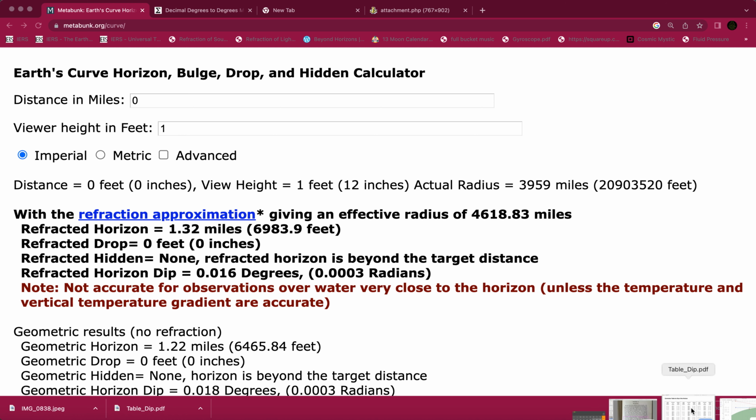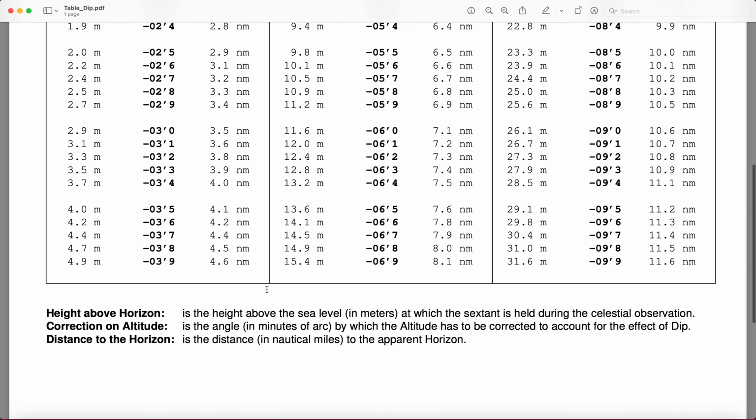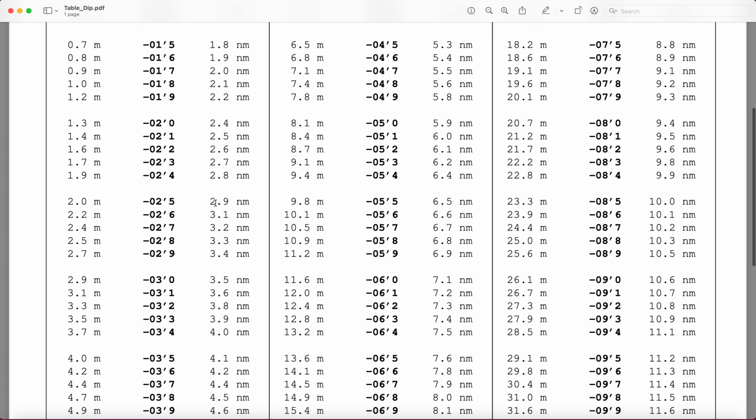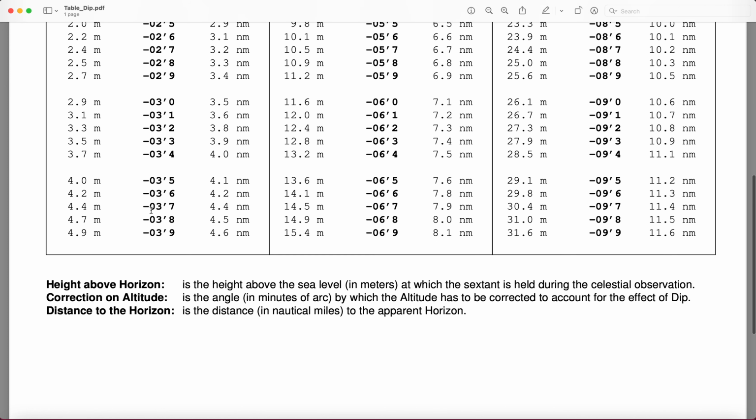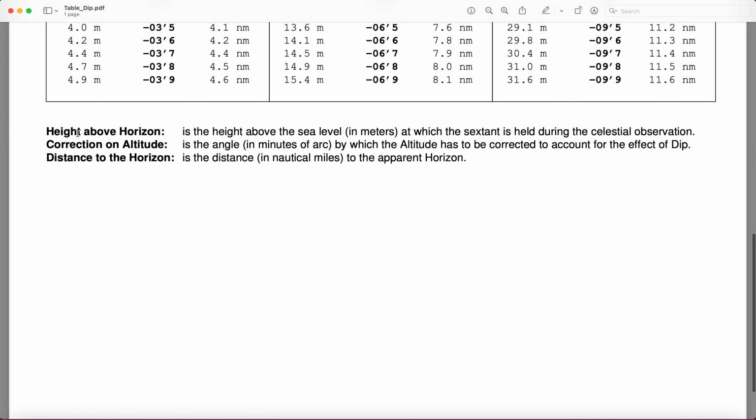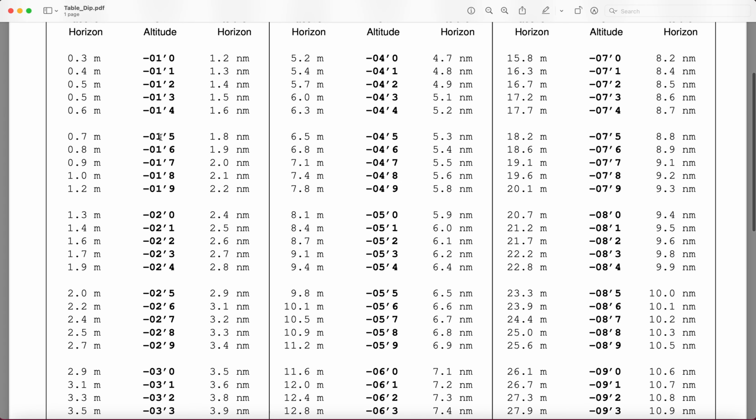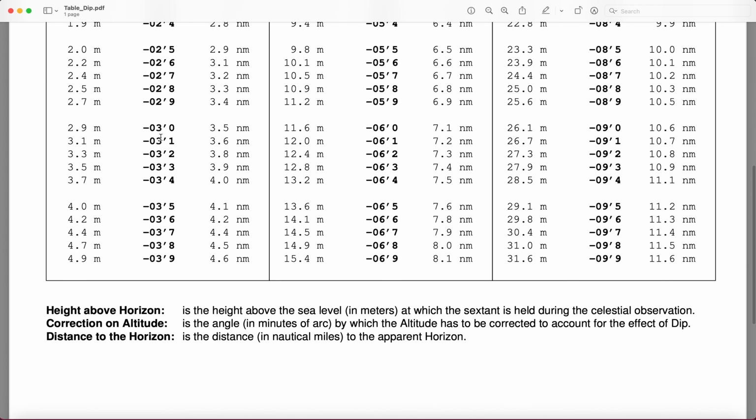Because height of eye correction is the height above the horizon, the height above the sea level in meters at which the sextant is held during celestial observation. That means 2 meters means the sextant's 2 meters above the sea underneath the boat, 2 meters above the water underneath the boat, and that is also 2 meters above the horizon. That's what it is. This might have seemed complicated or confusing to some people, but don't worry. Listen to it 2 or 3 times. You'll get the gist of it.